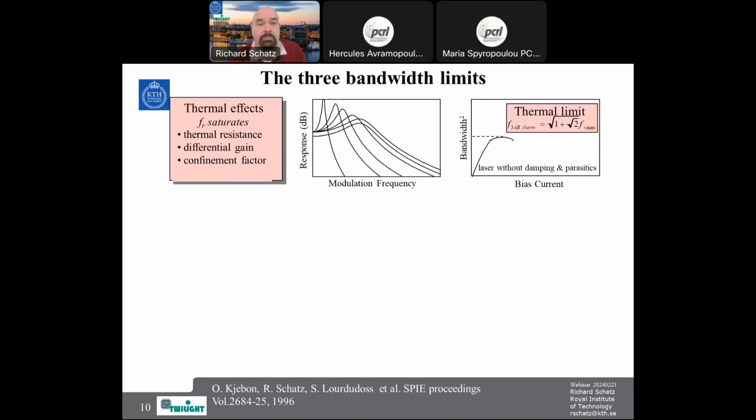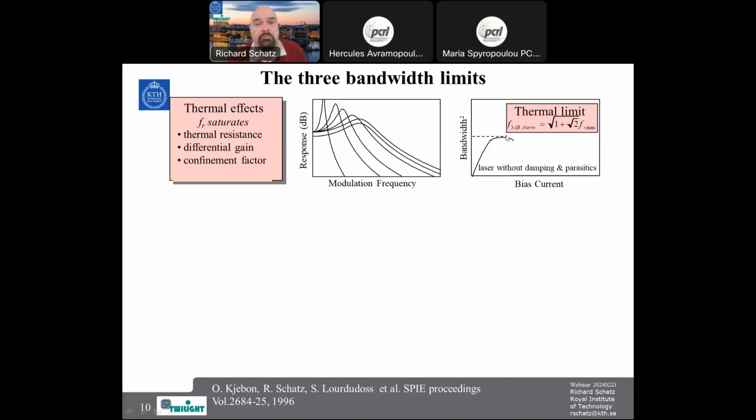It's the thermal bandwidth limit that is caused by the saturation of the resonance frequency. It's thermal effects. Above a certain current, the intensity of a laser stops increasing, and also the bandwidth of a laser stops increasing, due to the laser heating up. When you heat up the laser, both the transparency carrier density goes up and the differential gain goes down, and also the photon density goes down, and then you don't get improved bandwidth anymore. So this gives a thermal limit.